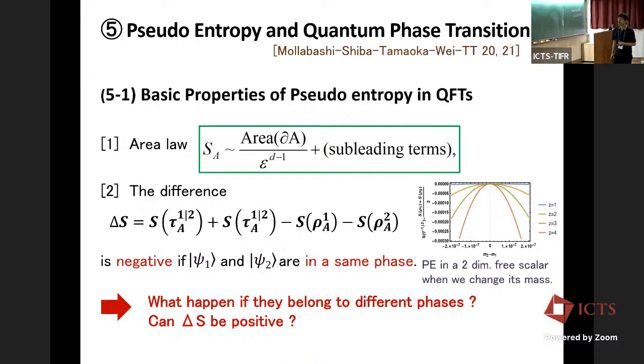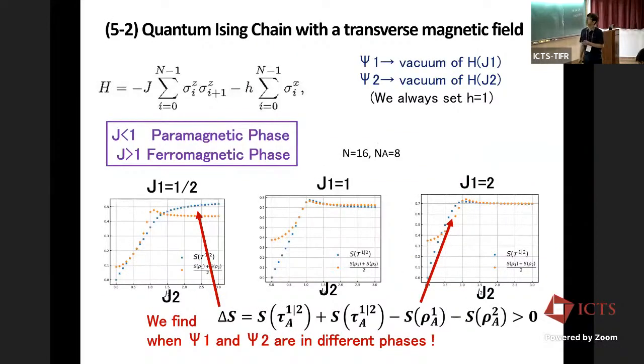But is this true in general? What happens if they belong to different quantum phases? Can this delta S be positive? We can check this in some models; there are many other models we can try, and we tried some. The simplest model is the quantum Ising model. We have a nearest neighbor interaction with a transverse magnetic field. Let's take h equal 1, then J equal 1. When these two are the same, there is a quantum phase transition. For large J we have a ferromagnetic phase, but for small J the transverse field is very important, so that means a paramagnetic phase. So if we talk about pseudo entropy which bridges two different quantum phases, this difference can actually be enhanced, to larger than 0.